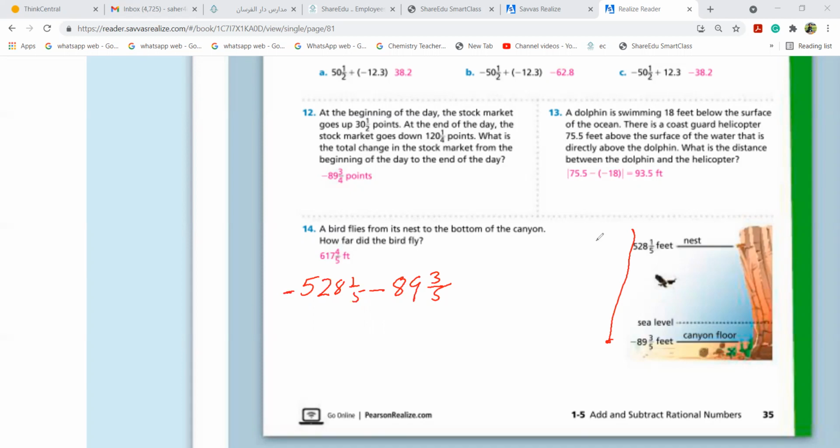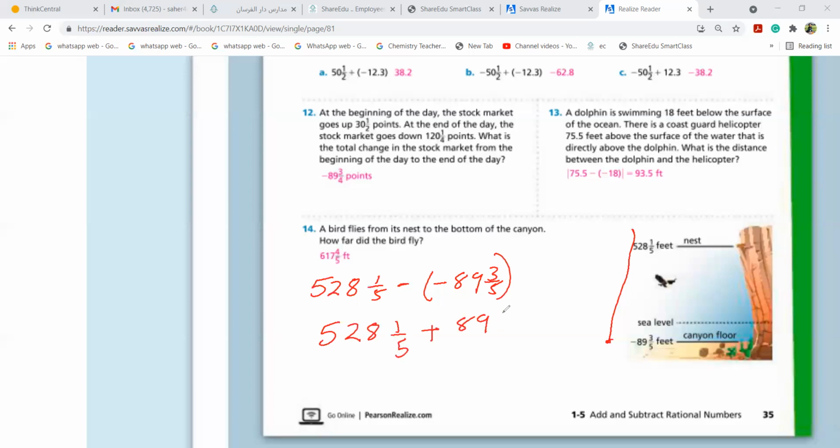Bottom of the canyon, it's like this, girls. I'll tell you, wait a second. Don't put this expression. It's 528 minus 89. You know that this is 89. This is this way. If you don't get this, girls, don't panic for this question, okay? 528, 1 over 5 plus 89, 3 over 5. First, we'll add both of them, 528 and 89.